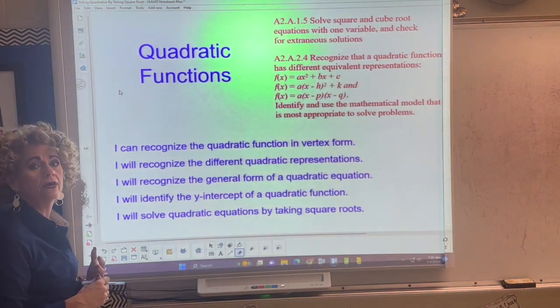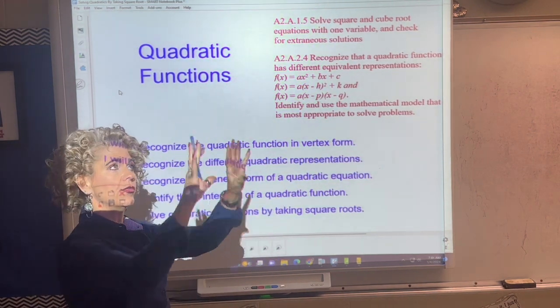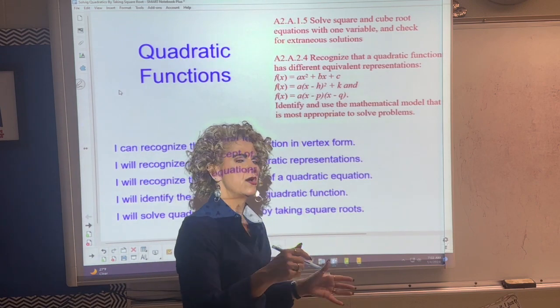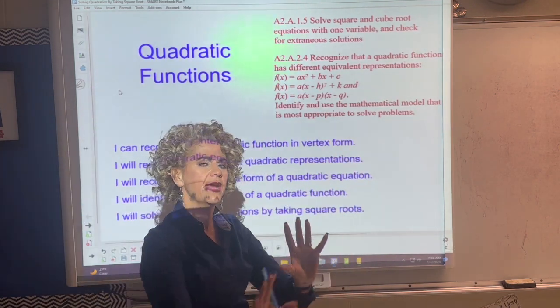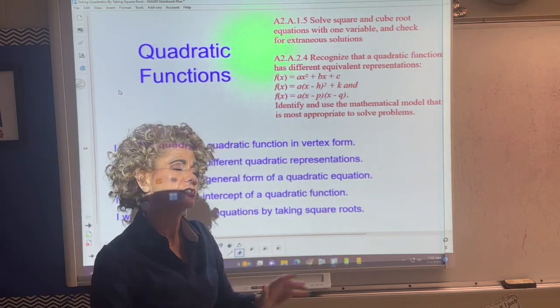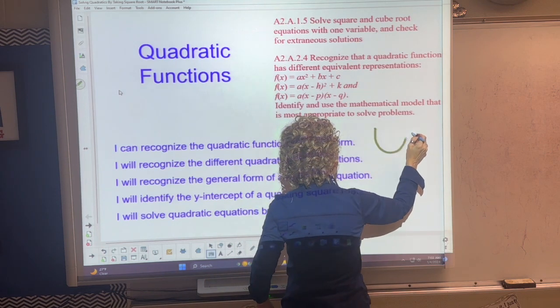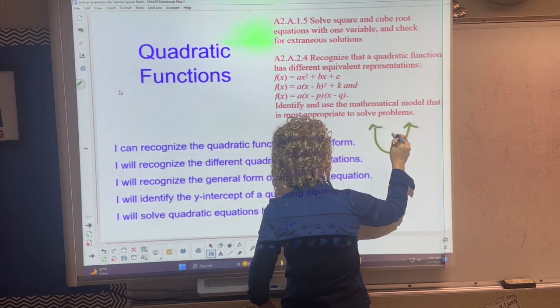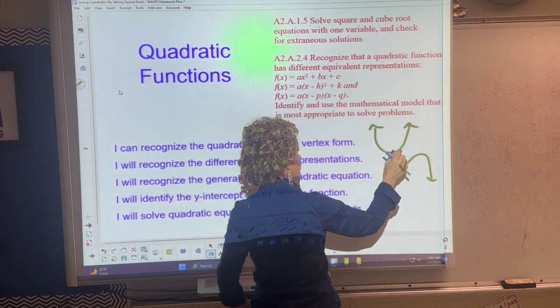Now, we do have an I can statement because we have already worked with quadratics. A quadratic is one of our parent functions, and it has a nice smooth U. Whether or not it opens up or down is not relevant. It is a nice, pretty smooth U. That's what the quadratic function looks like. That particular graph is called a parabola. It's a nice smooth U.